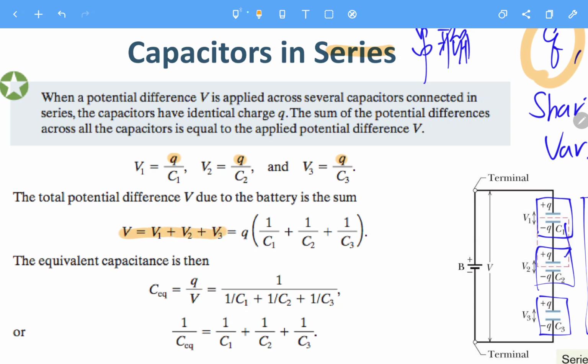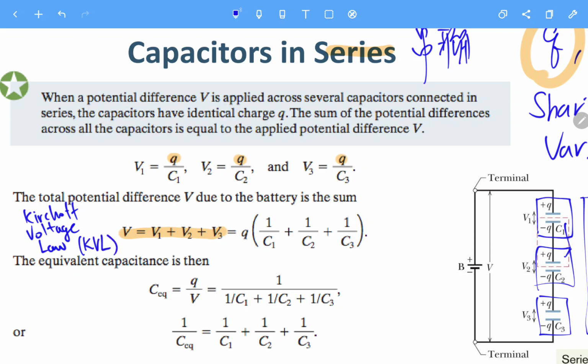So in that case, we should have another relationship. This one is called the Kirchhoff Voltage Law. We will talk about it later in chapter 27, but maybe you should have learned it in high school physics, maybe, I'm not sure. But usually I will just call it KVL.